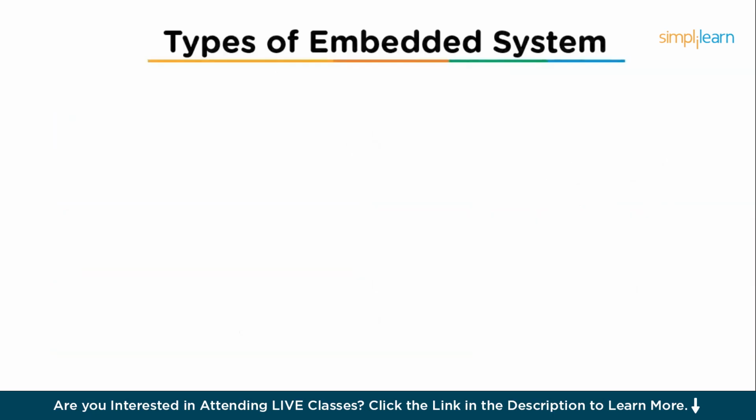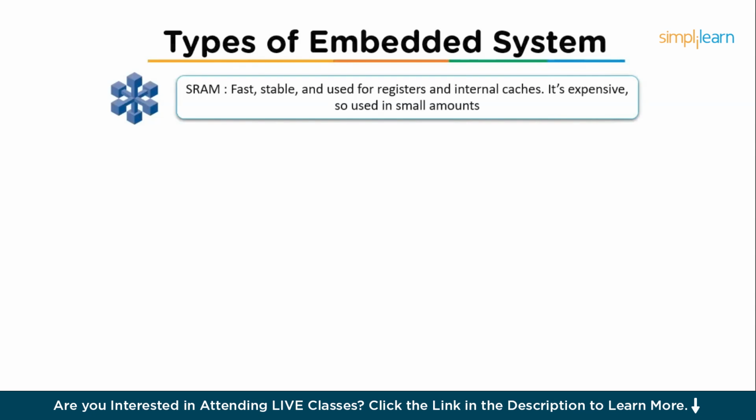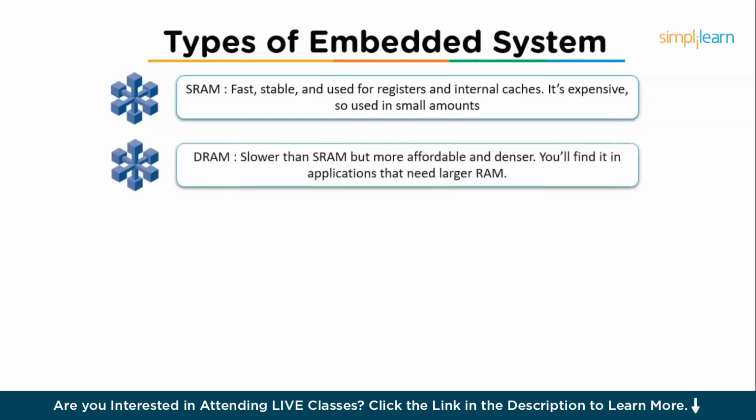So let's break down the memory types you will often encounter in embedded systems and where they are used. The first one is SRAM, that is static RAM. It's fast, stable and used for registers and internal caches. It's expensive, so used in small amounts. Then we have DRAM, that is dynamic RAM. It's slower than SRAM but more affordable and denser. You will find it in applications that need larger RAM.